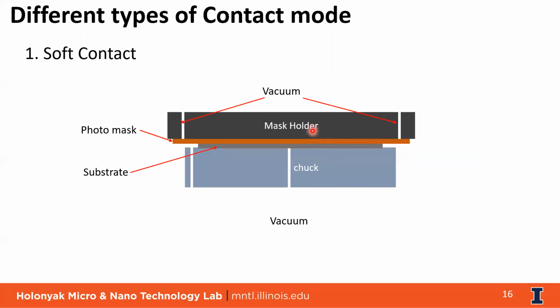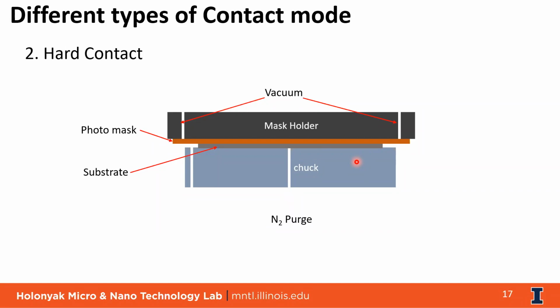You have a chuck and you have a mask holder. Your photo mask and substrate are both loaded and both held by vacuum. During exposure, if you choose to use soft contact, it will activate the vacuum through your chuck. So your wafer is held by vacuum and it is just firmly touching your mask. There is no pressure between your mask and substrate. Your mask is just firmly sitting on top of the wafer. This is called soft contact. If you have any features close to 10 micron or more, you can easily get those features by using this contact mode.